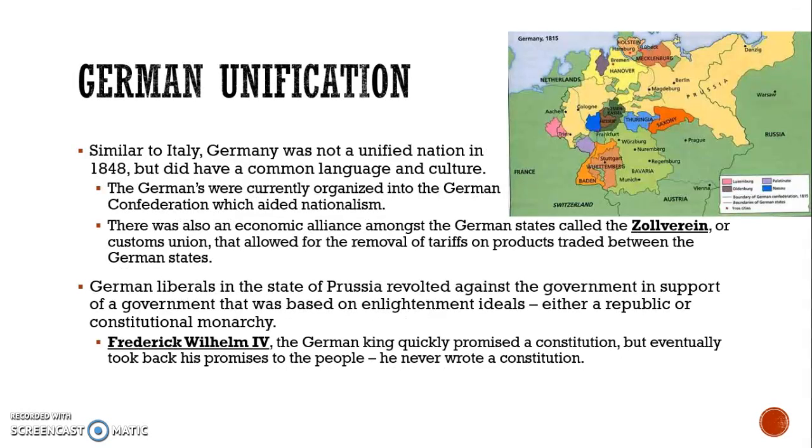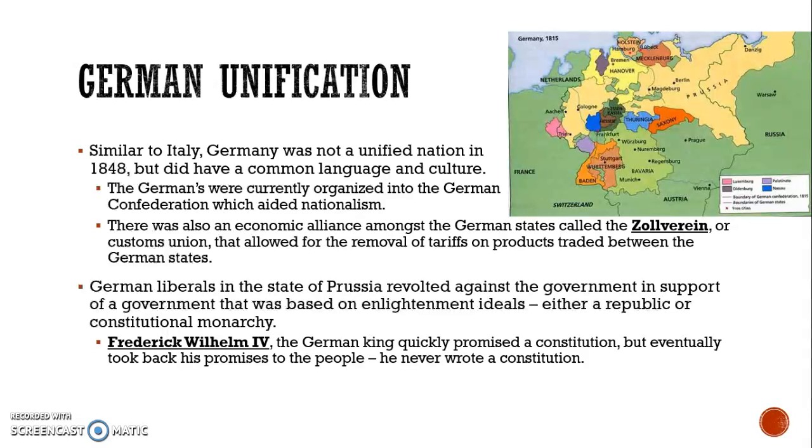Similarly to Italy, Germany was not a unified nation in 1848, but they did have a common language and culture. The Germans were currently organized into the German Confederation, which aided nationalism. There was also an economic alliance amongst the German states called the Zollverein, or a customs union that allowed for the removal of tariffs on products traded between the German states.